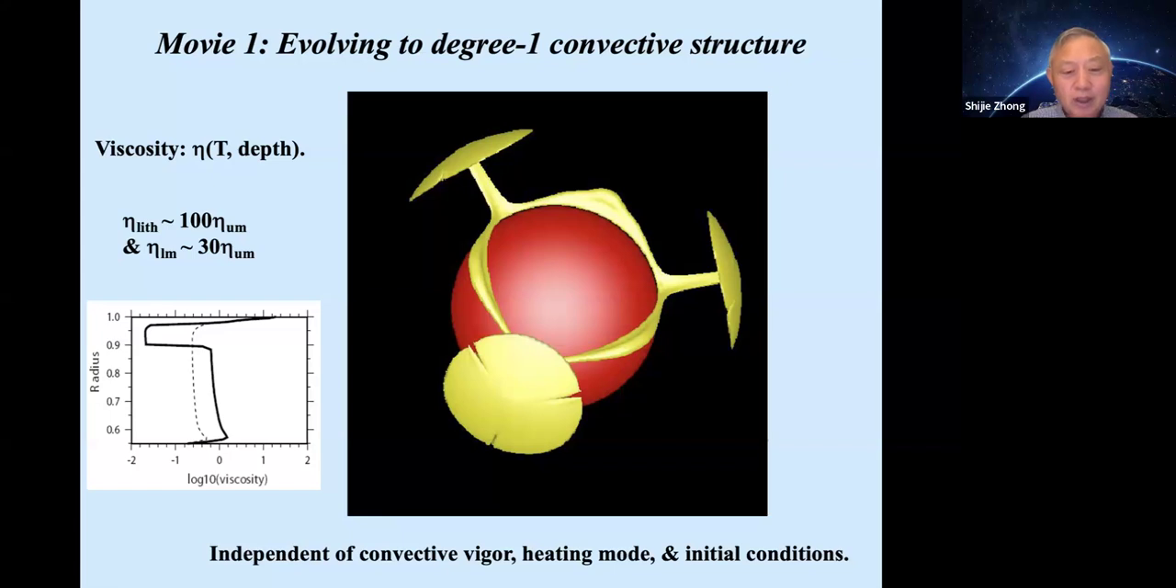And of course, this degree 1 convection, we show that it's quite a robust feature, independent of vigor of convection, heating mode, initial condition, etc. Okay, all you need is this kind of viscosity structure that we discussed here.